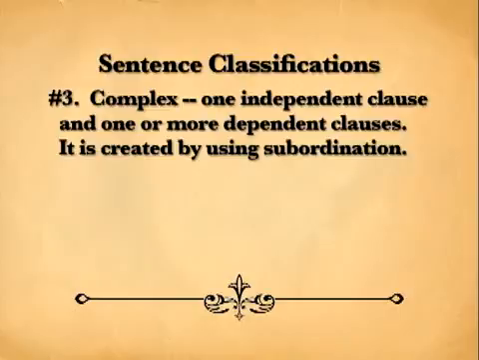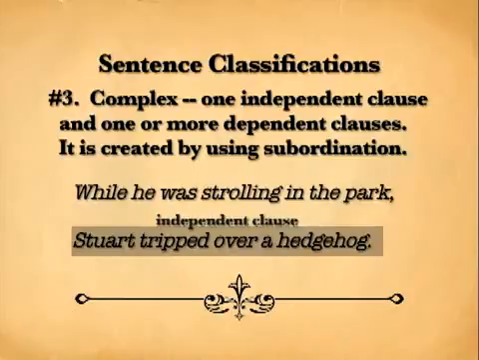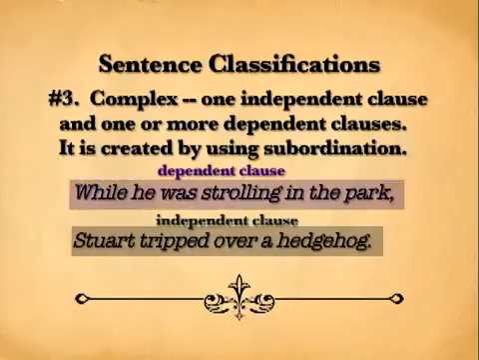The third type of sentence is a complex sentence. And you have a complex sentence when you have one independent clause joined with one or more dependent clauses. You're going to create a complex sentence through subordination. For example, while he was strolling in the park, Stuart tripped over a hedgehog. Stuart tripped over a hedgehog is our independent clause, and the introductory clause is dependent: while he was strolling in the park.